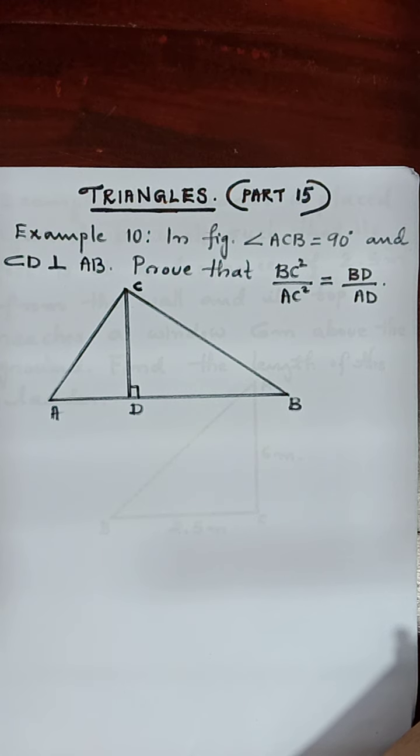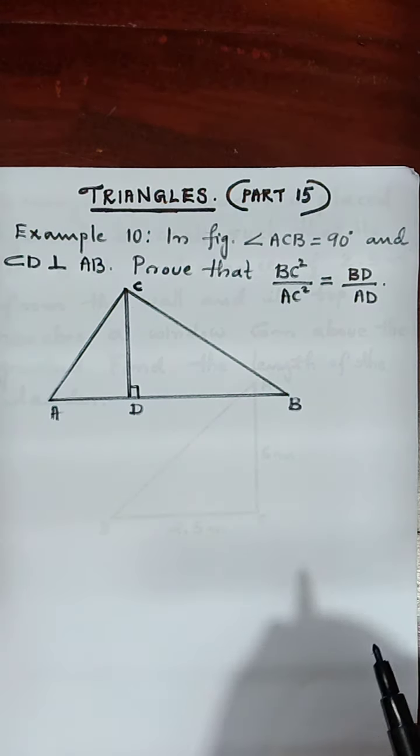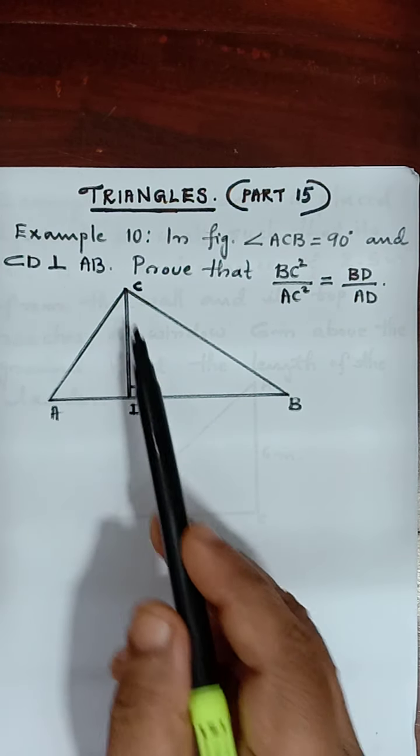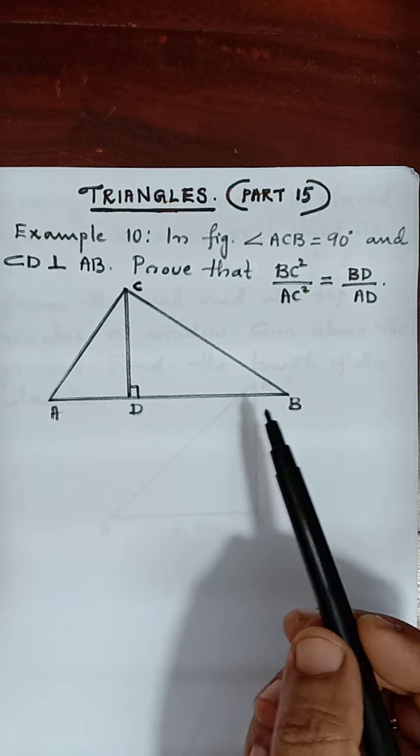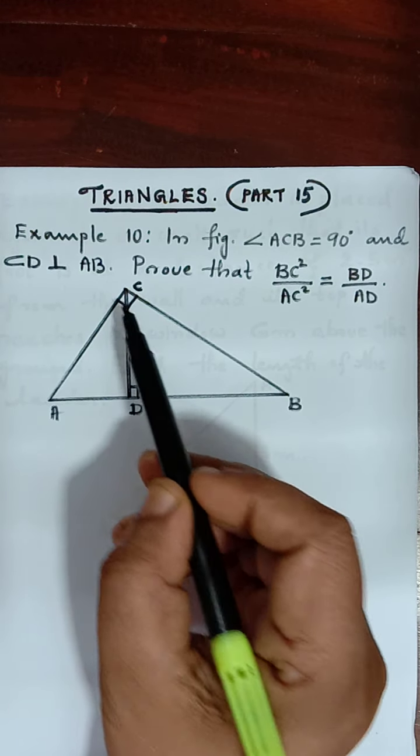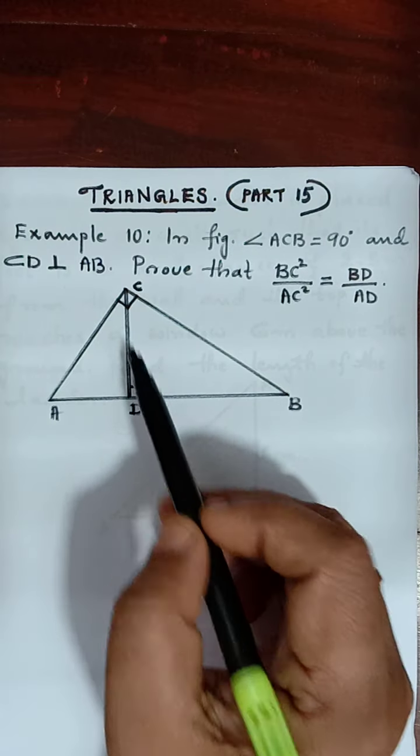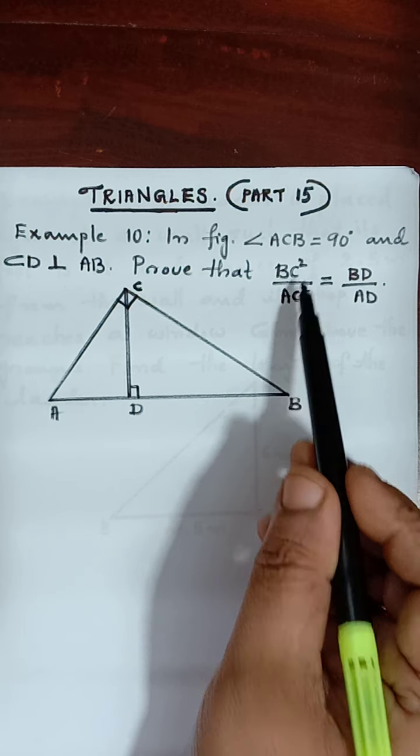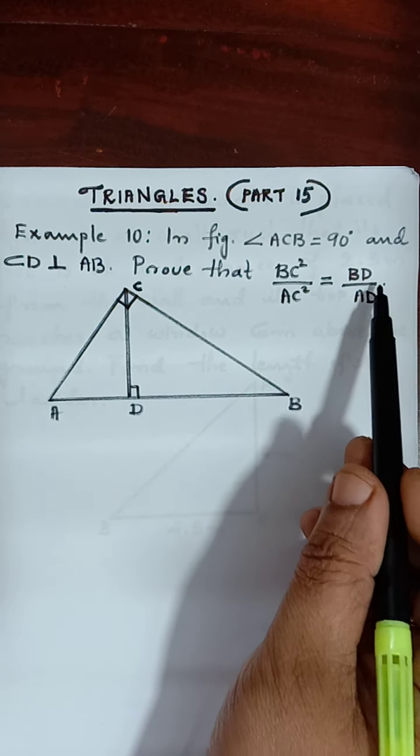Today we are discussing example questions of NCERT textbook. Here it is example 10. In the figure, angle ACB equal to 90 degrees. It is given in the question angle ACB equal to 90 degrees and CD perpendicular to AB. Prove that BC square by AC square equal to BD by AD.